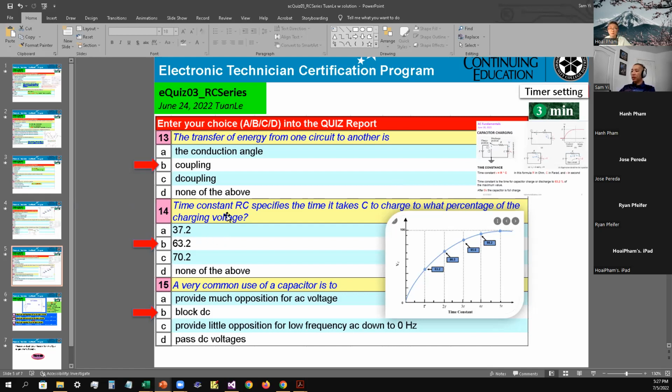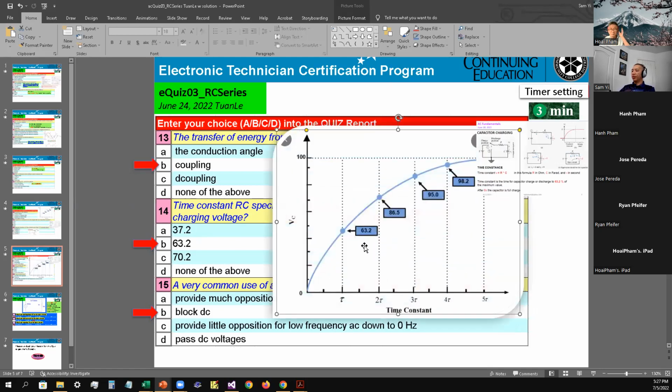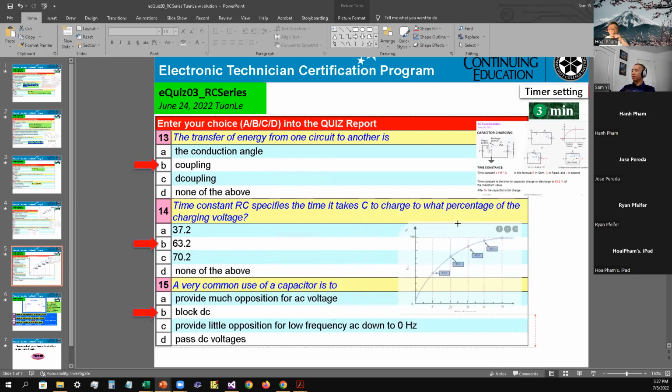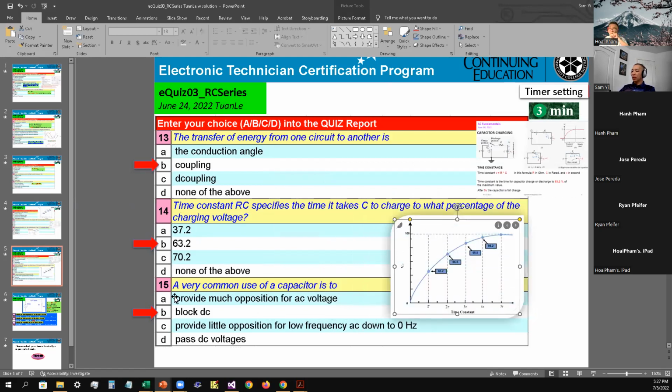Number 14, the time constant RC specifies the time for the capacitor to charge to what percentage of the charging voltage? Okay, so your first T would be right here. It represents 63.2%. So the answer is B as in Bob for number 14.